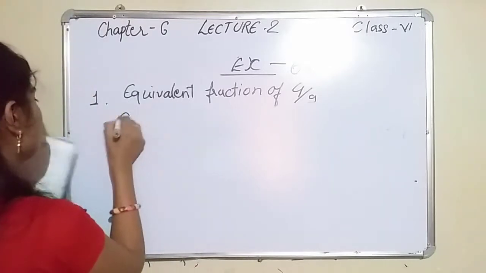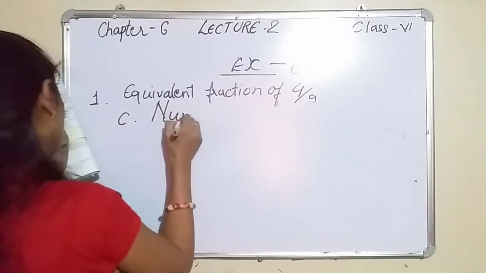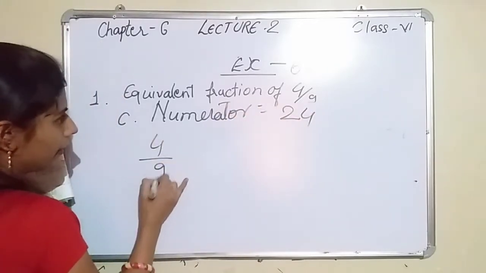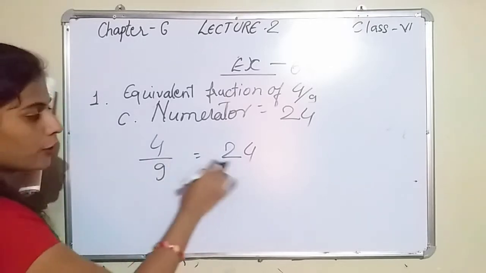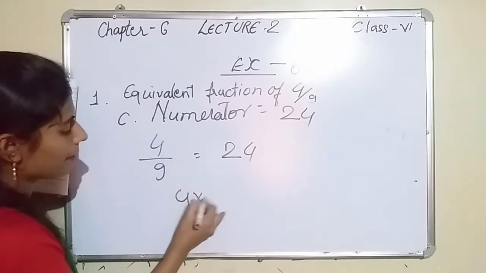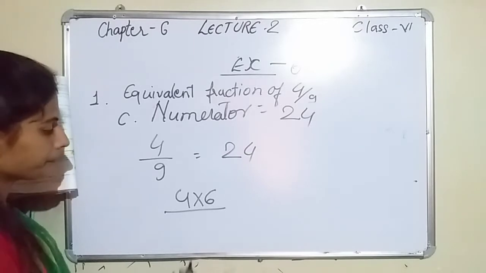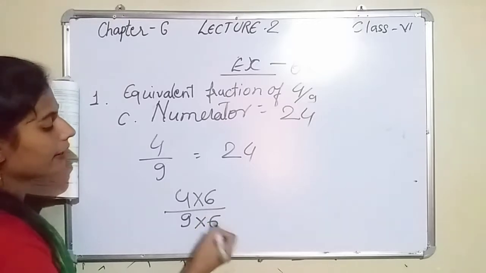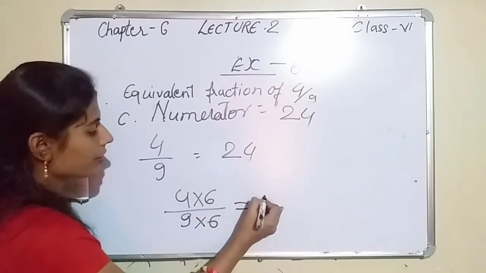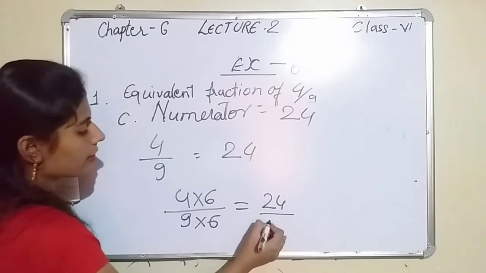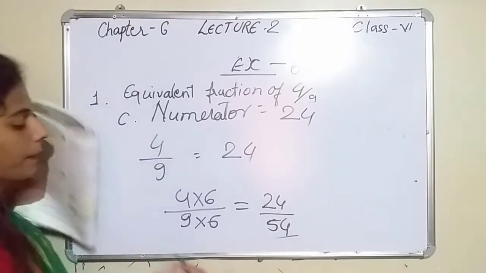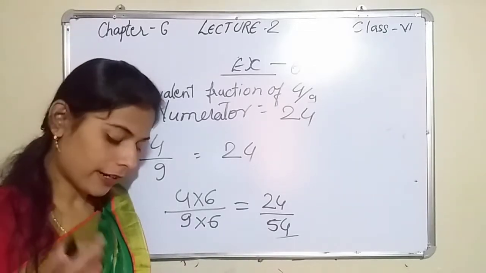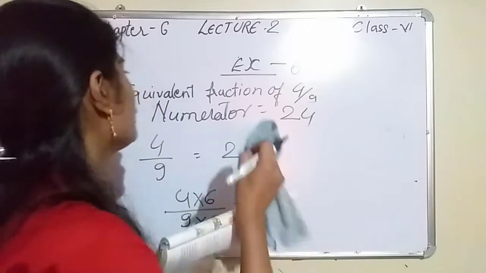Now see, numerator is equal to 24. So 4 by 9 is equal to 24. It means in numerator you need 24. So 4 multiplied by 6. When you are multiplying 4 by 6, it means you have to multiply 9 also by 6. So you will get here 4 6s are 24 and 9 6s are 54. Okay. Now see D, denominator 45, that you have to do. Okay. Now we will do question number 2.